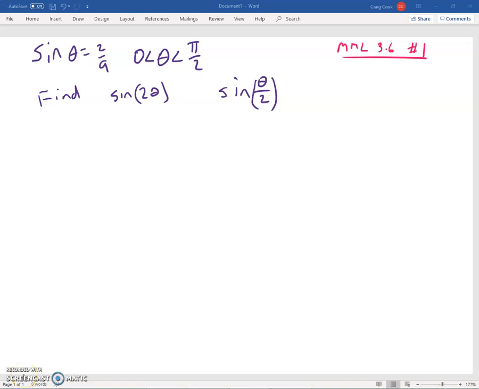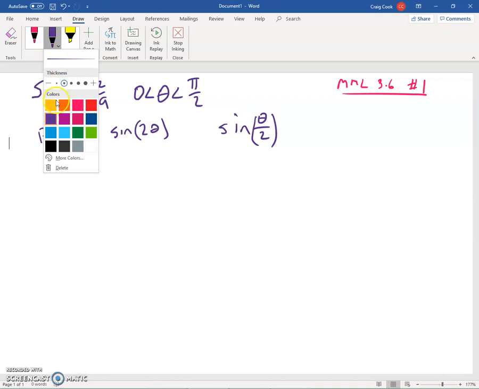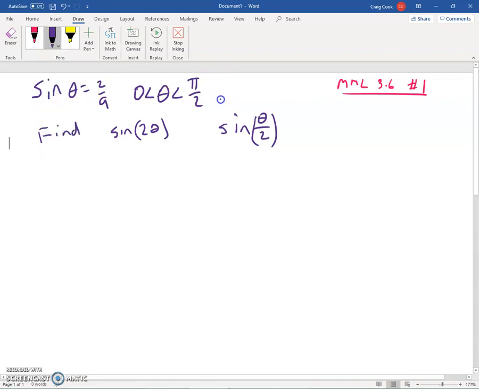Okay, going to work out a problem that came off of my math lab, section 3.6 number 1. I just copied down the relevant information about it. As you can see, it tells me that the sine of theta is 2/9 and that theta is between 0 and pi over 2, which implies that theta is in quadrant 1, which is critical for some of the stuff that we're doing.